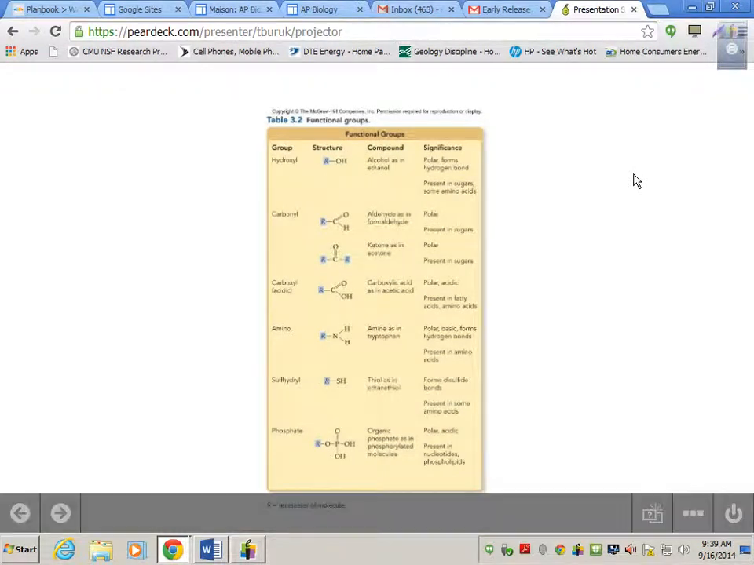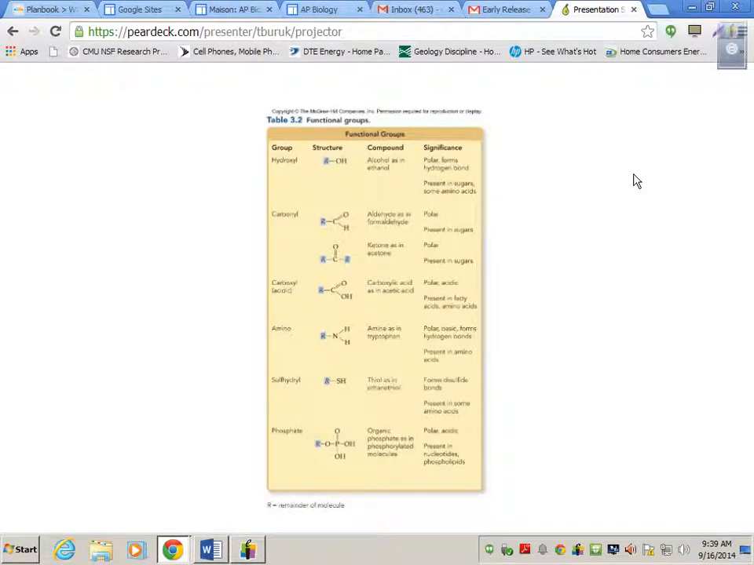Oh, I'm going to have to zoom in on that. I can tell already. So looking at some functional groups.